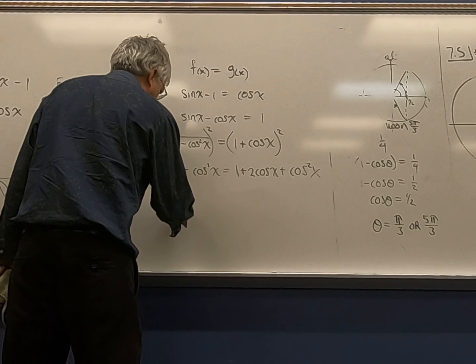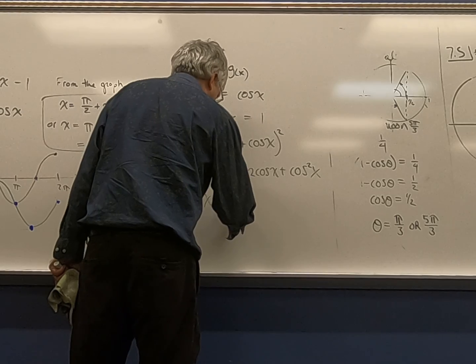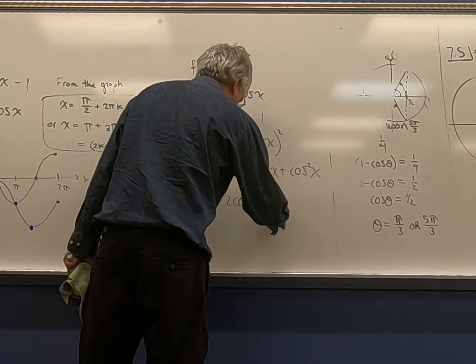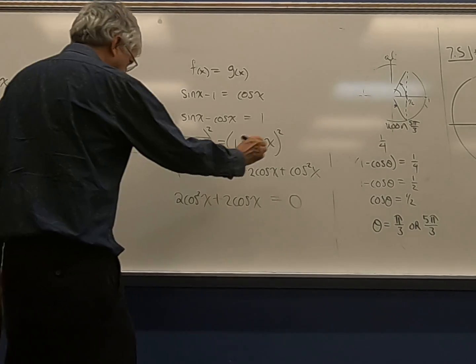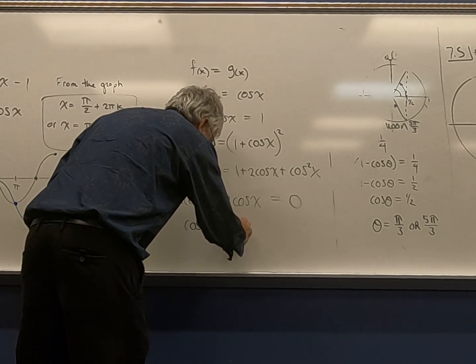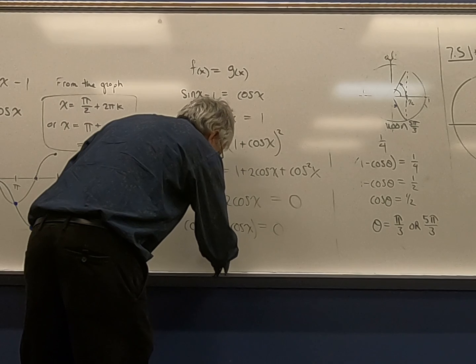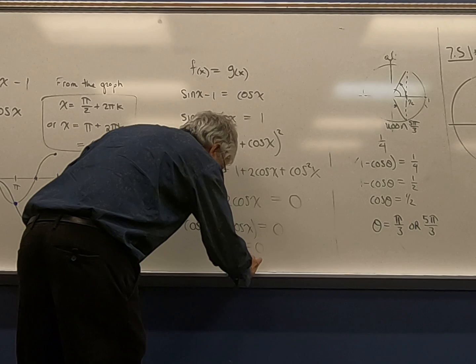And so 2 cosine squared x, am I skipping too many steps here? Minus or plus 2 cosine x equals 0. So I'm just grouping all the terms on one side, and think of grouping them on the right side and then swapping the sides. Right? And that's the way it would come out, right? So I can then divide both sides by 2 and factor out cosine x. And say, well, either cosine x equals 0 or cosine x equals negative 1.